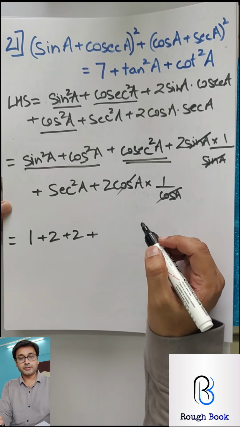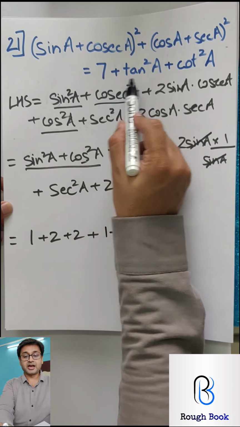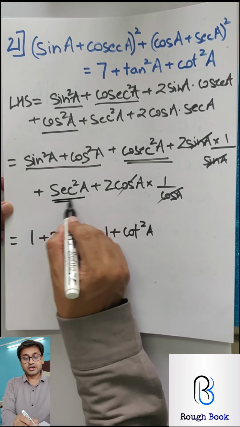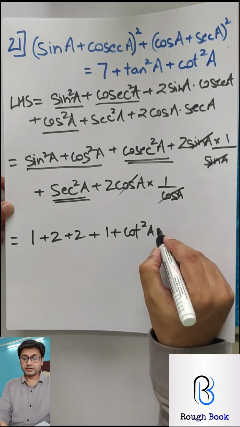So what is cosec square? 1 plus cot square. Why did I change it? Because my eye is on the RHS. I need cot, I don't need cosec, so I converted it. Can you now convert sec square? Proceed further. Finish the sum, 100% you will get it now.